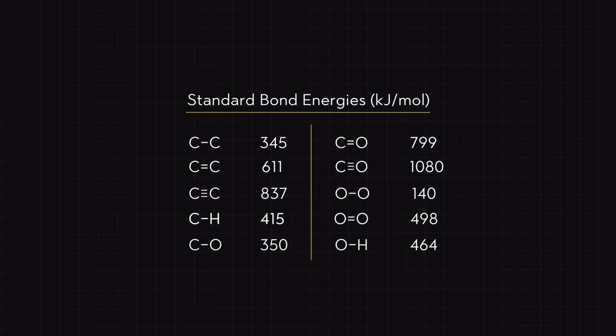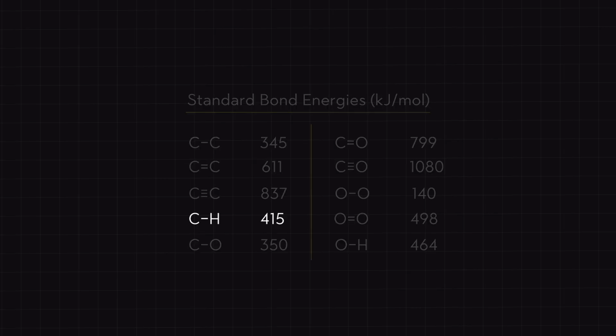What might not be so widely appreciated is that when atoms join together, energy is given off. Bond formation is always an exothermic process, and the tables give these values as well. For example, it takes 415 kilojoules to break 1 mole of carbon-hydrogen single bonds, or when 1 mole of carbon-hydrogen single bonds forms, 415 kilojoules is given off.